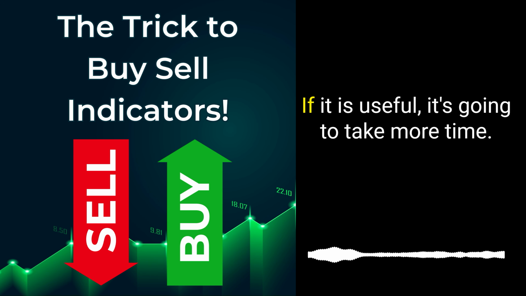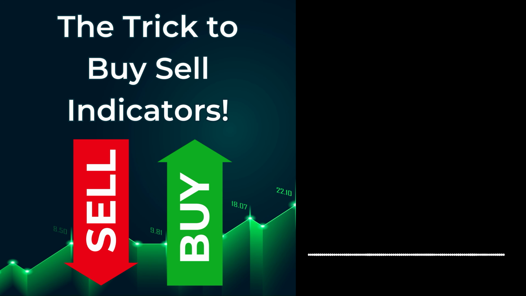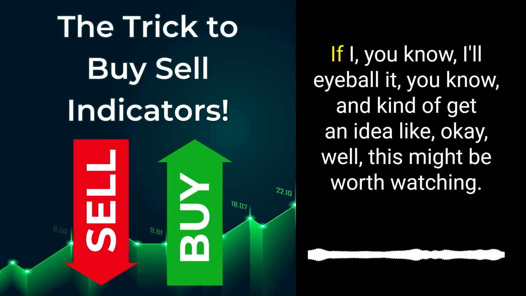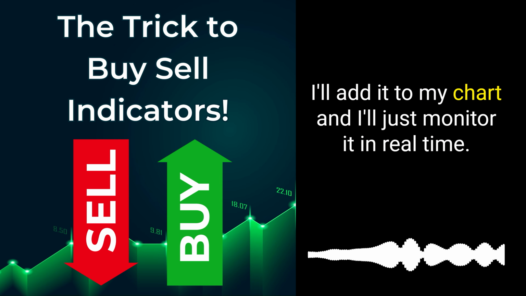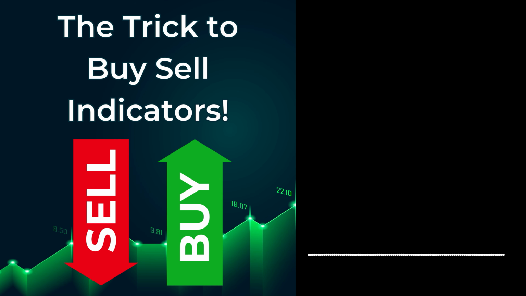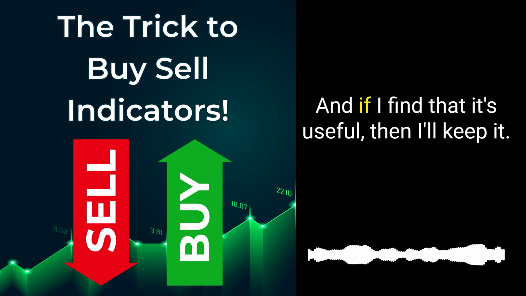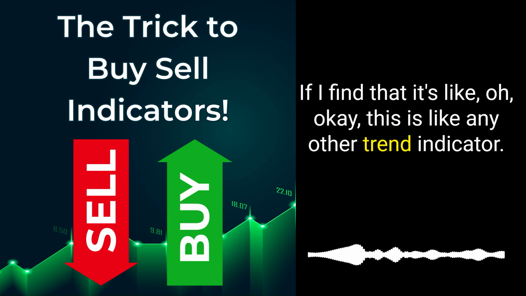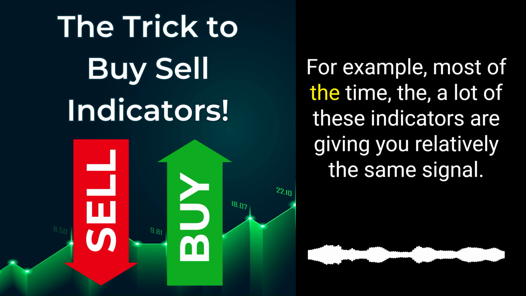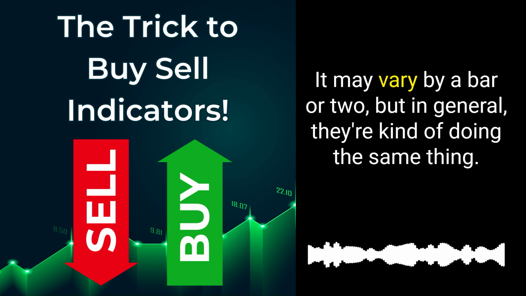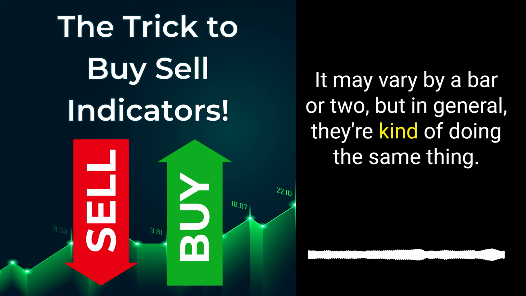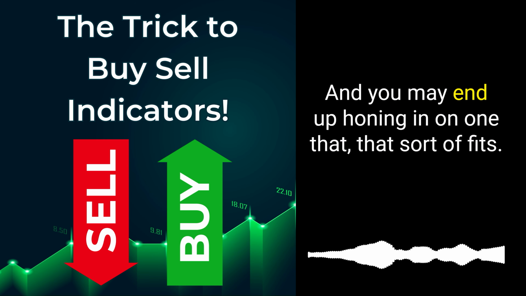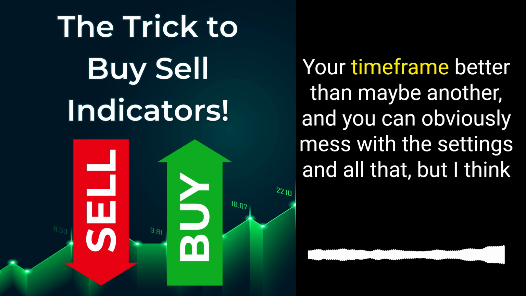Now, to really find out if it is useful, it's going to take more time. What I do is I eyeball it, and kind of get an idea like, okay, well, this might be worth watching. I'll add it to my chart and I'll just monitor it in real time over the course of, let's say, a week or two. And if I find that it's useful, then I'll keep it. If I find that it's like any other trend indicator, for example, most of the time, a lot of these indicators are giving you relatively the same signal. It may vary by a bar or two, but in general, they're kind of doing the same thing. And you may end up honing in on one that sort of fits your time frame better than another.